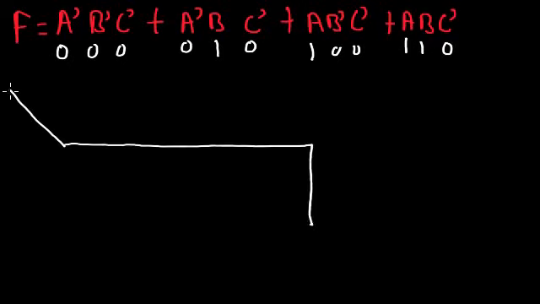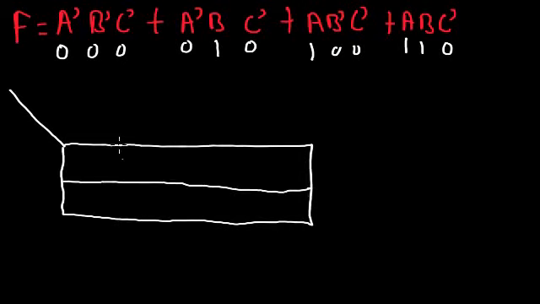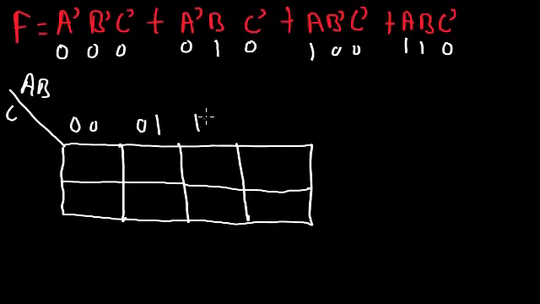I'm using the vertical part and the horizontal part. I have 3 variables, so I have 8 boxes. At the upper part I have AB, and at the down part I have C. The AB values go 0 0, 0 1, 1 1, 1 0, and C can only be 0 or 1. So when all of them are zeros, I have an input of 1.